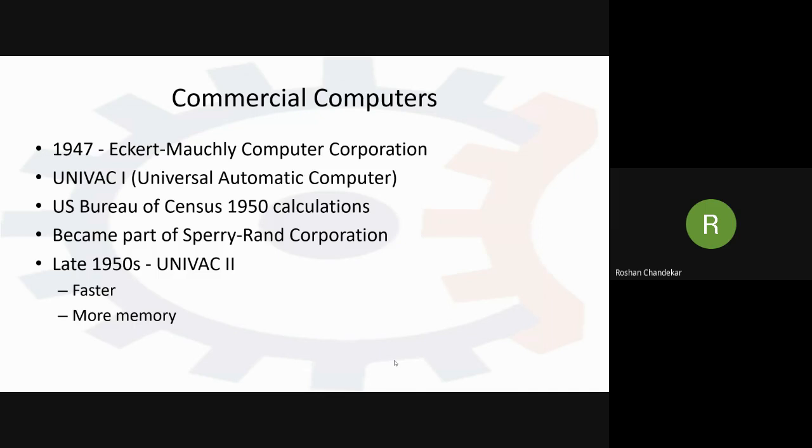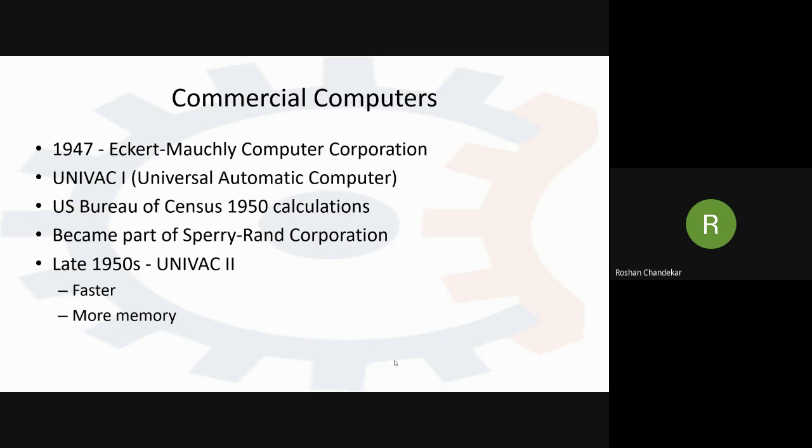Now, in the commercial computer, we are taking care of different CPUs, central processing units. In 1947, Eckert and Mauchly's computer operation is there. There is the Universal Automatic Computer, UNIVAC, that we can talk about, which is a commercial computer. Then the US Bureau of the Census in 1950 calculation. So the US Bureau developed one commercial computer for calculating a census.